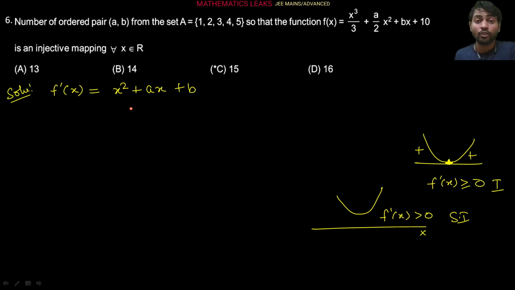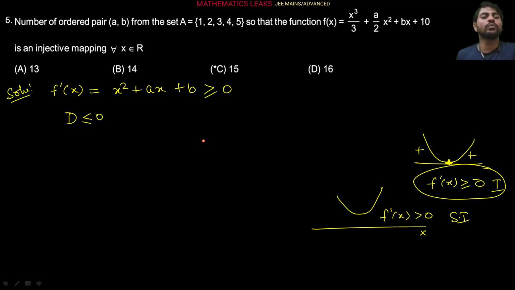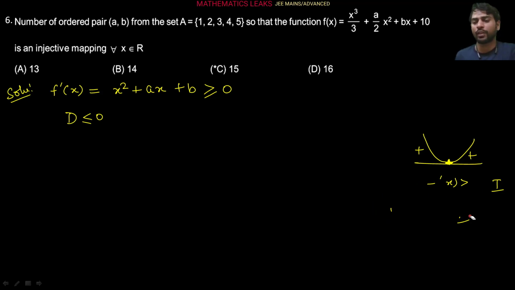So for a function to be one-one it must be either increasing or decreasing in the entire domain. So we will take the increasing case here, so f dash x must be greater than or equal to 0, as we want. So the situation is that the discriminant can be equal to 0 or less than 0. We can say the discriminant must be less than or equal to 0, correct?